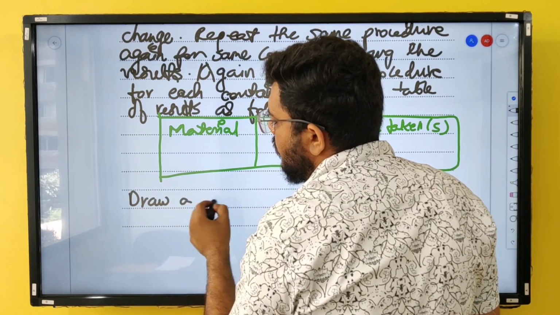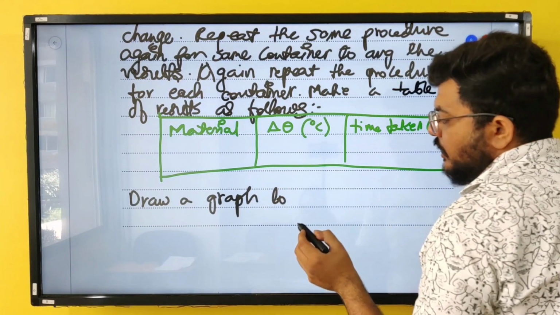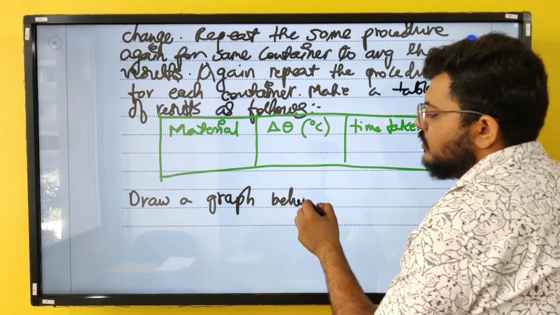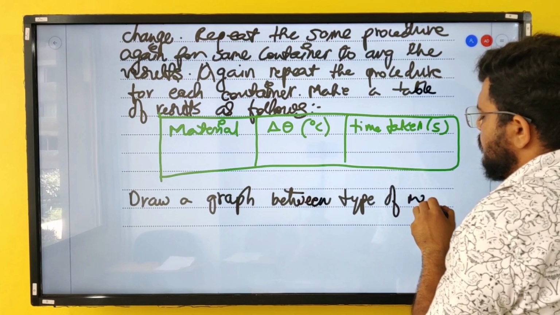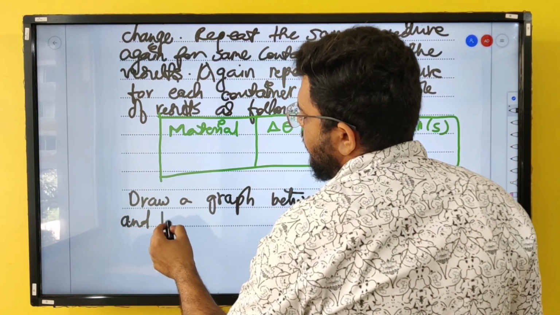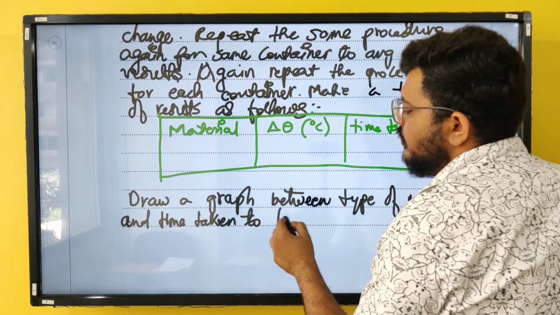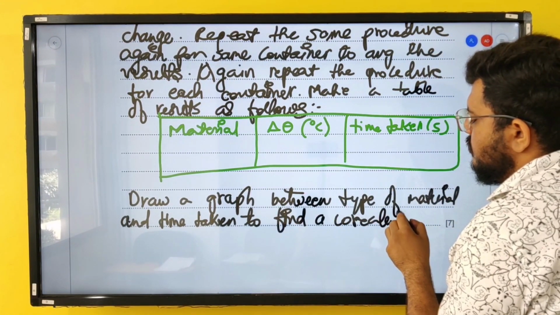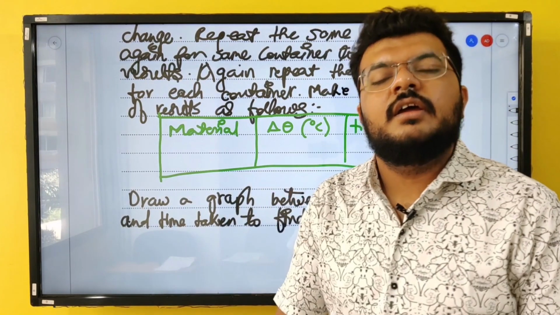Then how would you conclude? Draw a graph between type of material and time taken to find a correlation, right? That is the end of the answer and the end of the paper.